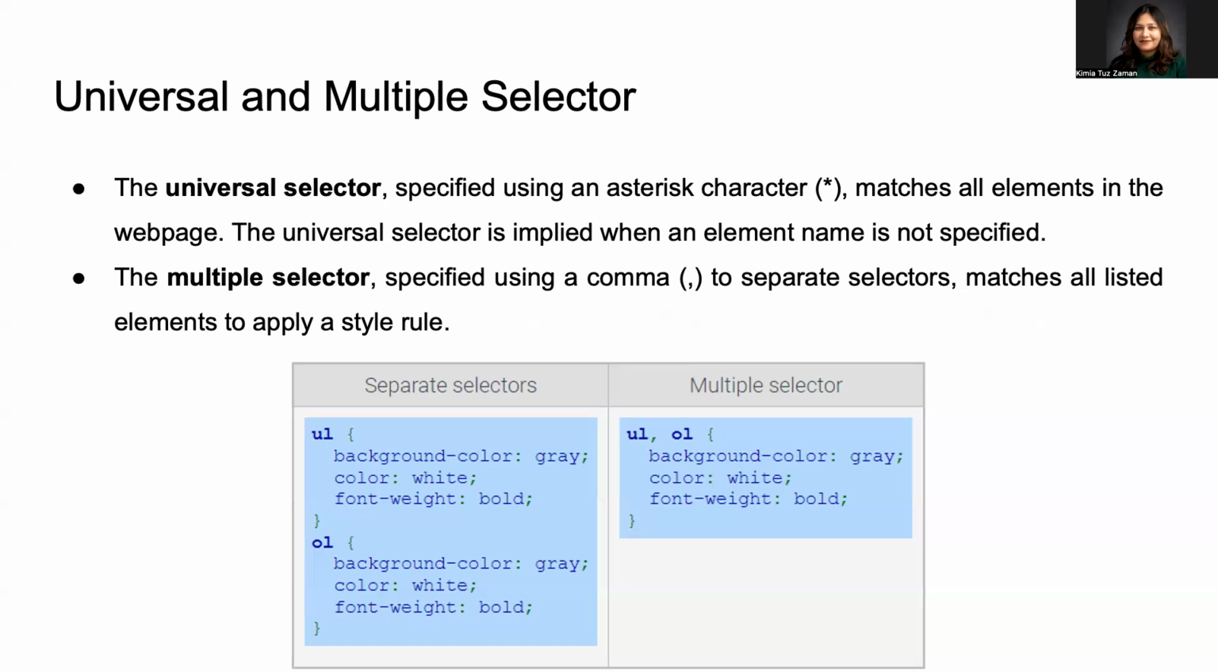So just a quick question. If I write a paragraph element, a header 1 and header 2 element, what will happen? So yes, all paragraphs, heading 1 and heading 2 elements will display in red.